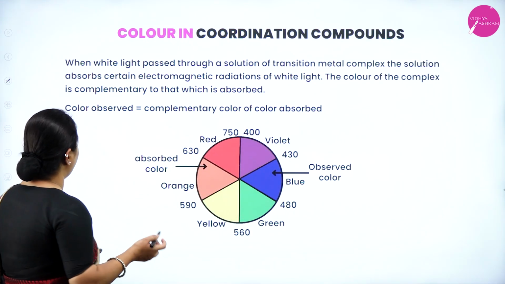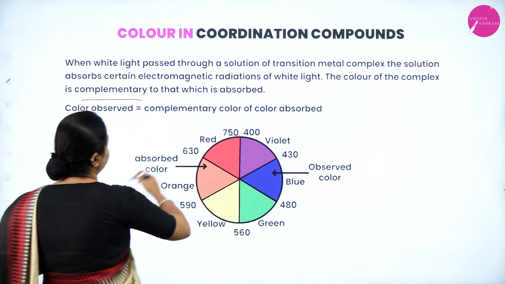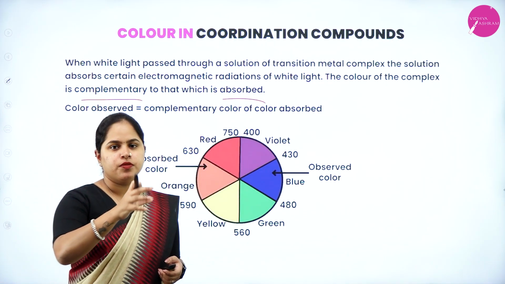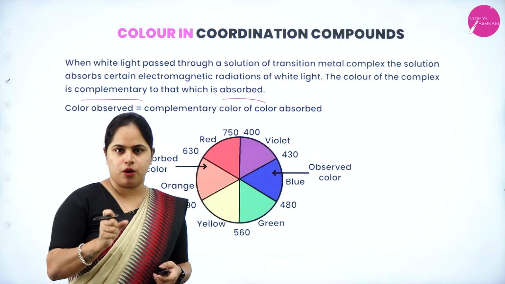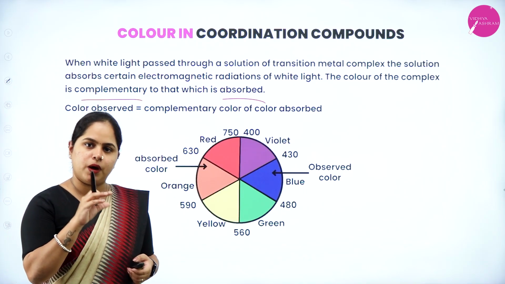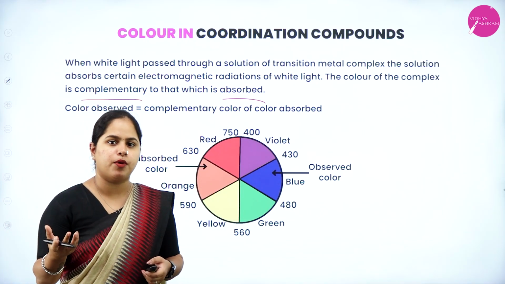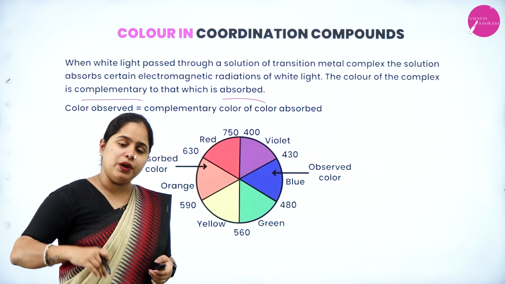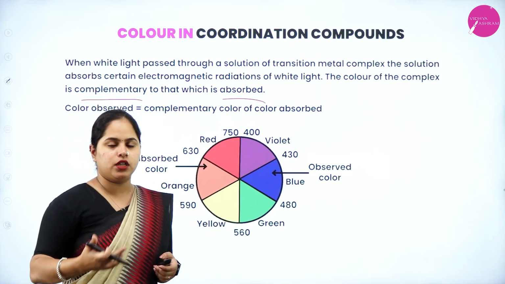The color of the complex is complementary to the color which is absorbed. So which color is absorbed? A particular range will be absorbed, right? A particular wavelength. According to that wavelength, there will be an appropriate color also, right? So that color will be absorbed. The complementary color will be shown by the compound.